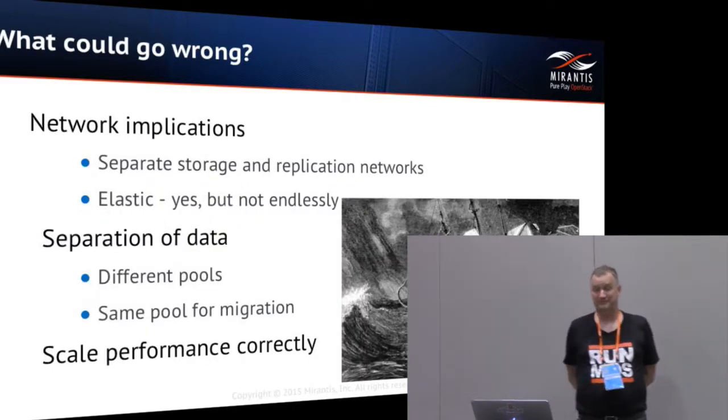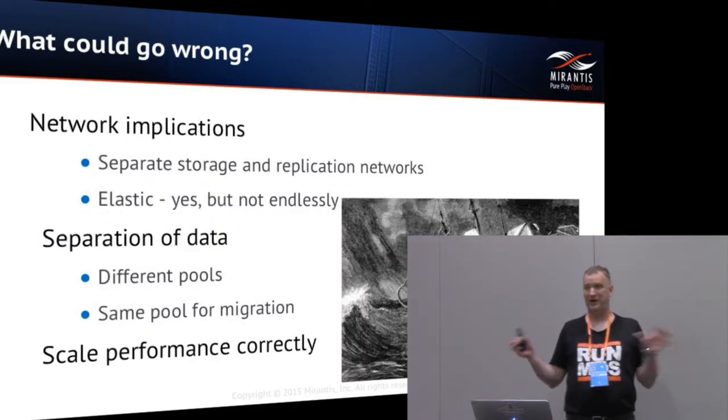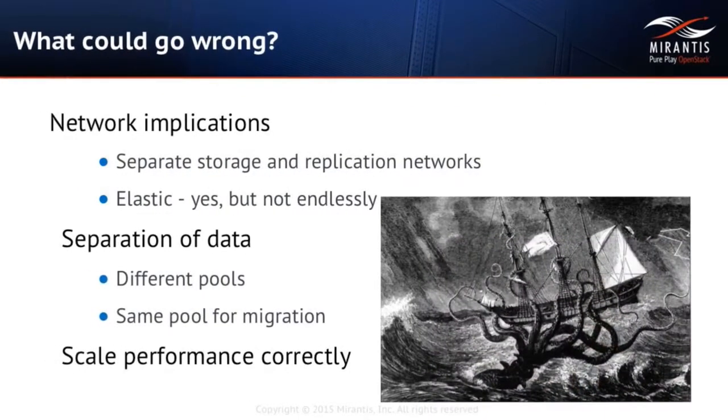What could go wrong? Network implications. You have to have one storage network. Of course, you have one Ceph cluster, you have one storage network. But in a classic data center setup, you have the same thing. You have a NetApp that serves 500 servers, and it is connected to your storage network that is connected to all those nodes. And separation of data, of course, you can do different pools.